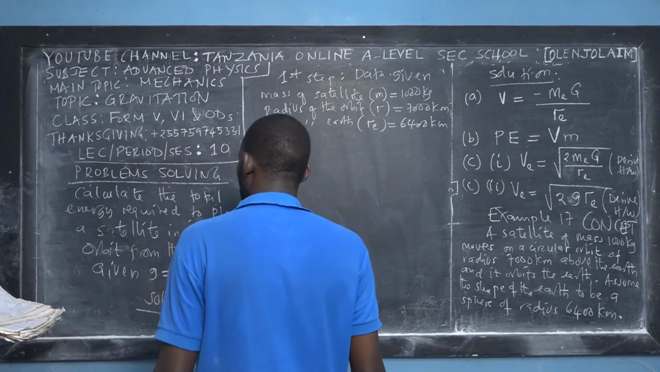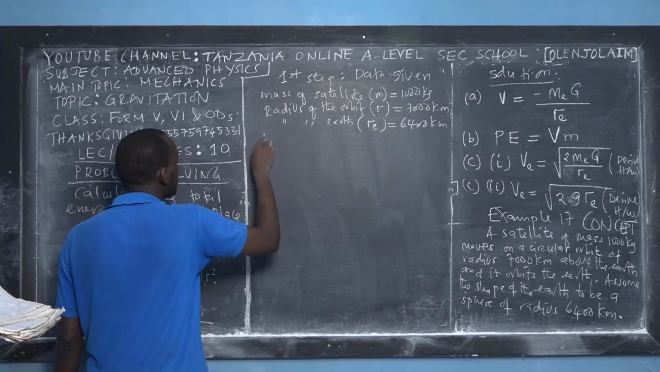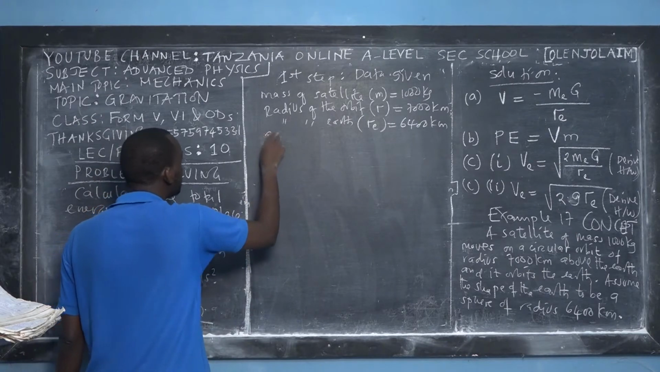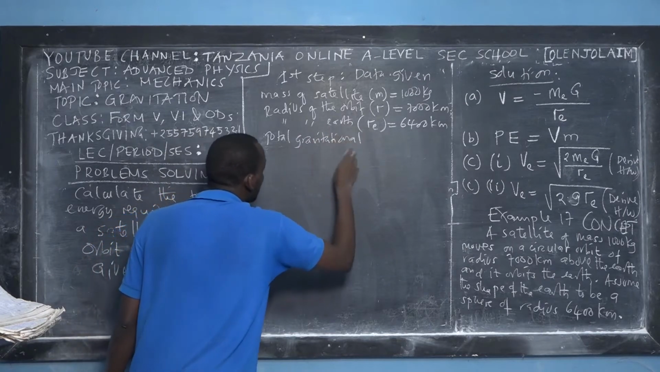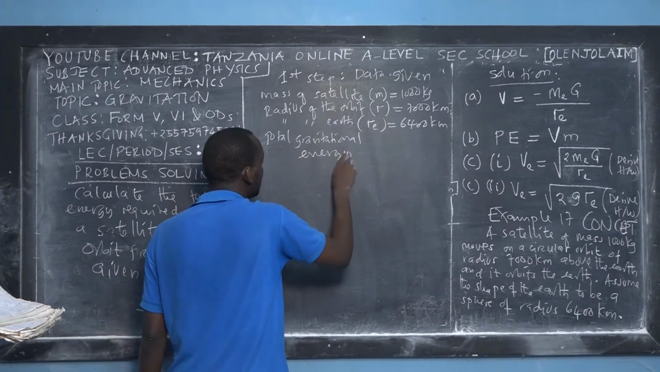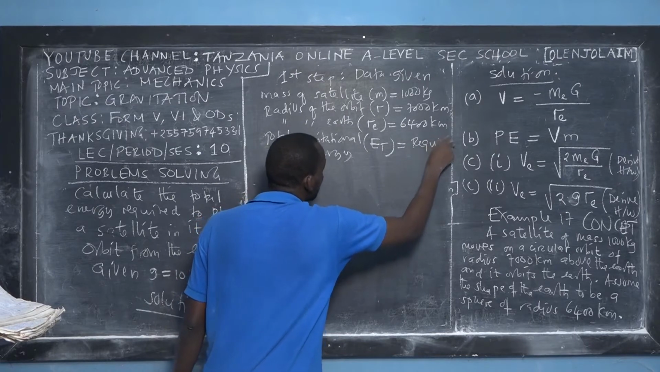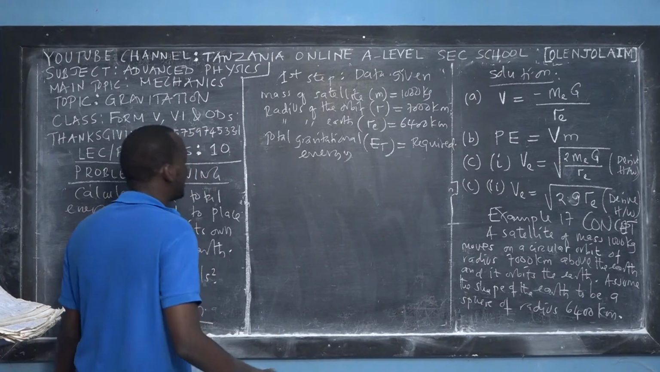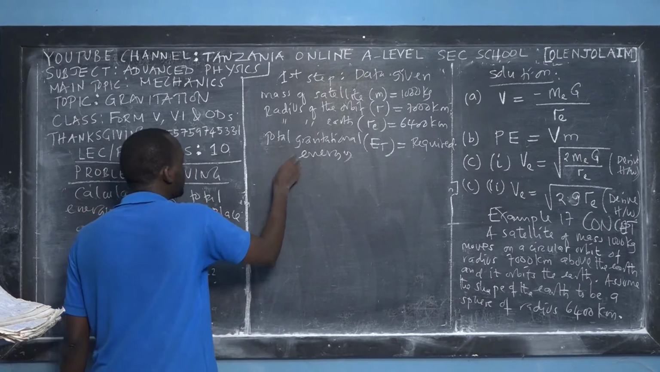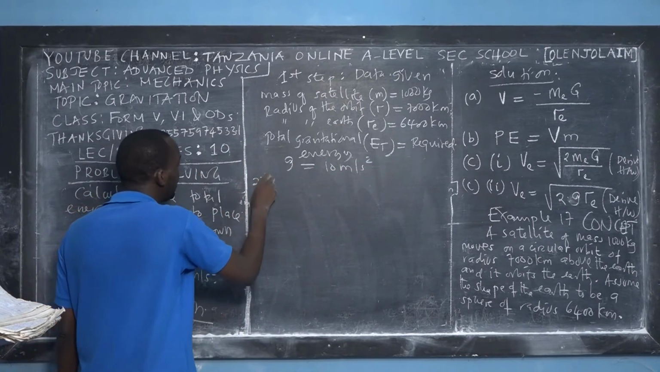Again, what are we asked? Calculate the total energy required. So we have the total gravitational energy, which is what is required. That's what we are looking for. That's the first step. We are also given acceleration of gravity, which is 10 meters per second squared. That is a fundamental step. Let us go to the second step.